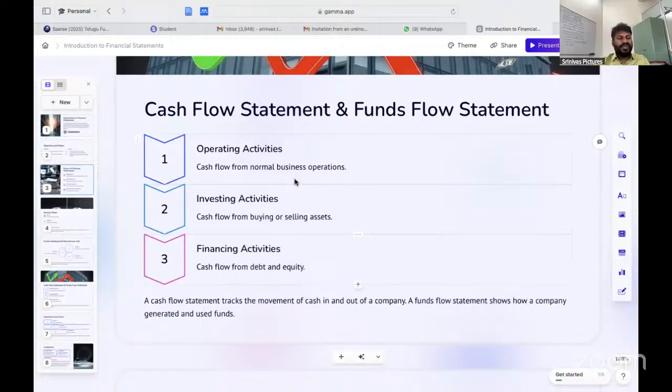Cash flow statements are classified into three categories: operating activities, investing activities, and financing activities. Operating activities are generally cash flows from the normal business operations. So what are the receivables and what are the payables, only that we take. The next one is investing activities. Investing activities talk about buying and selling of assets. How much amount we spend on buying assets, and how much amount we generate by selling assets, we take in investing activities. And the next one is financing activities.